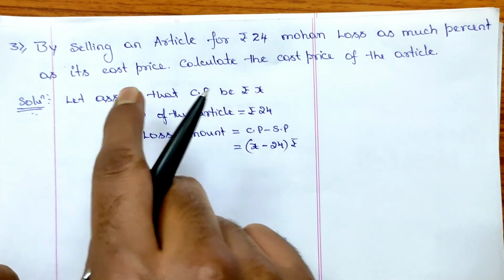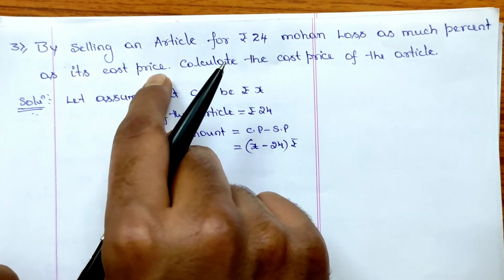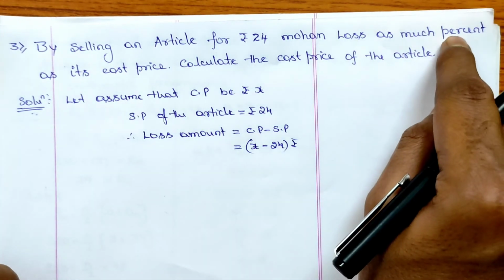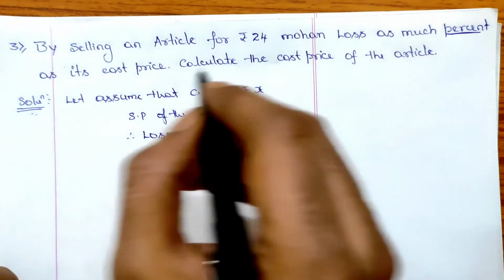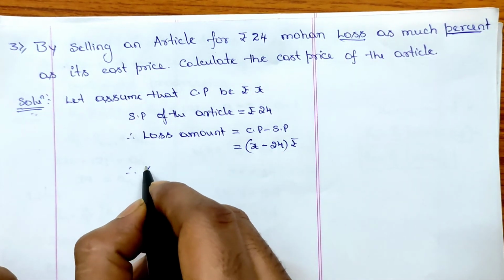But in the problem it is given that the loss is as much percent as its cost price. The percentage loss is compared with the cost price. Therefore we have to find out the percentage loss. Okay. So therefore, percentage loss.